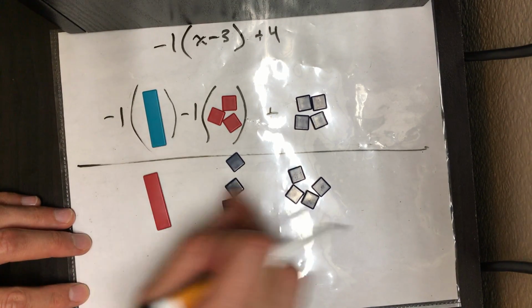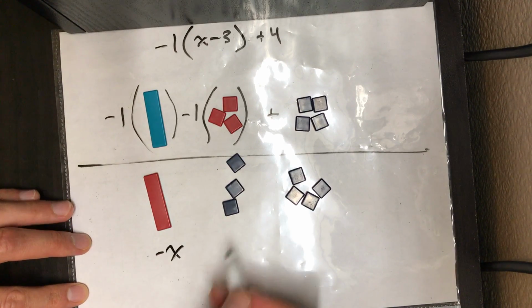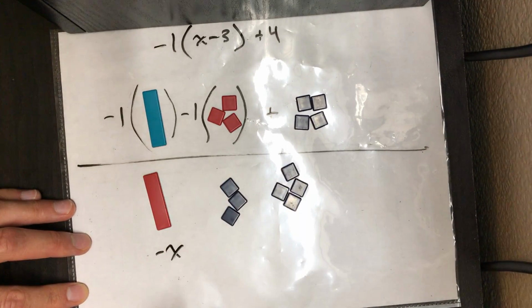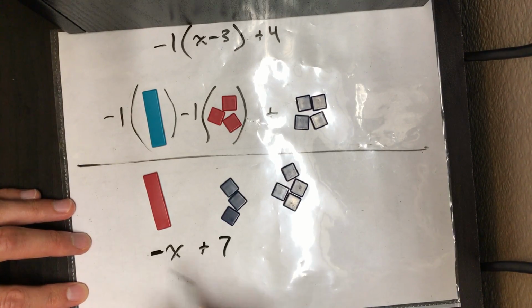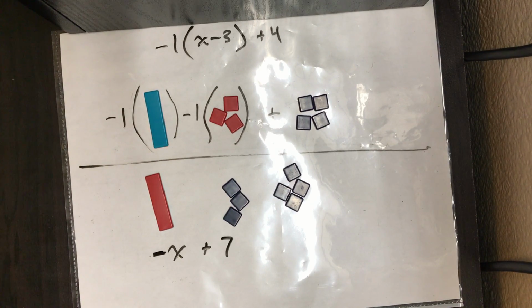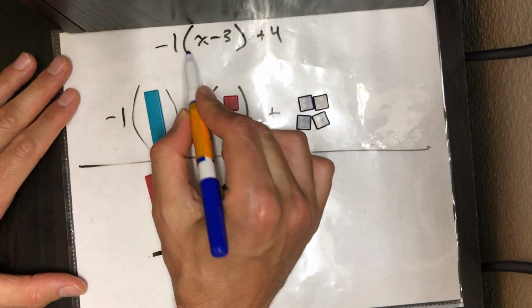We got negative x. There's no other x terms. Done with the x terms. We got 3 positives, 4 positive 1s, 3 and 4 make 7. So my final algebraic expression is negative x plus 7. You don't believe me, do you? No, I know you believe me, but you know my deal. We got to check it out up here.